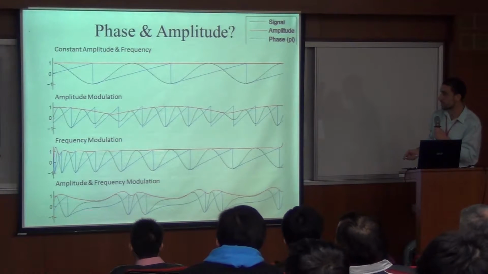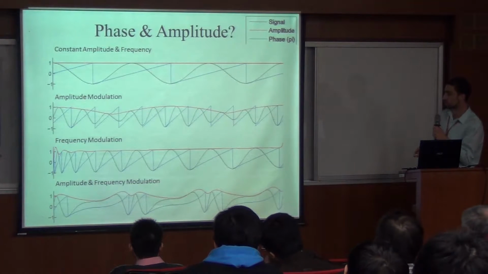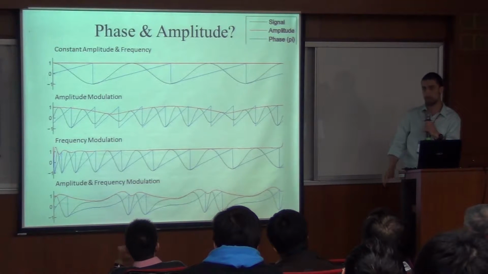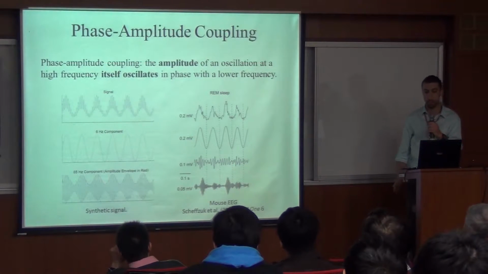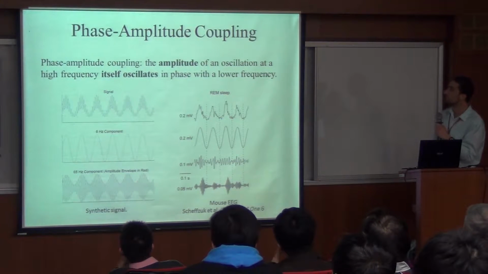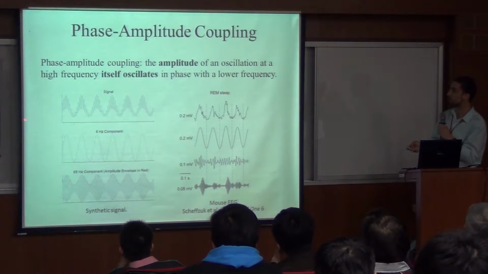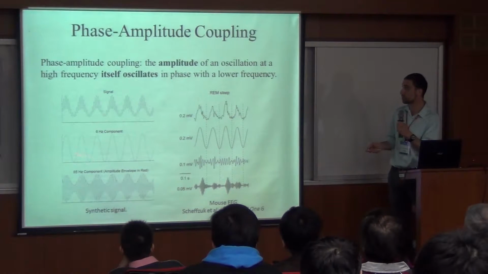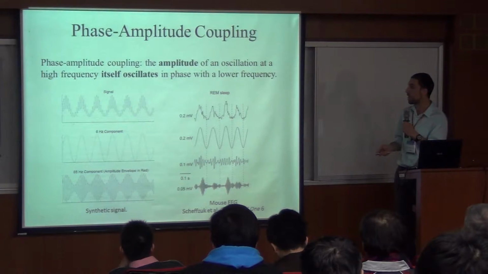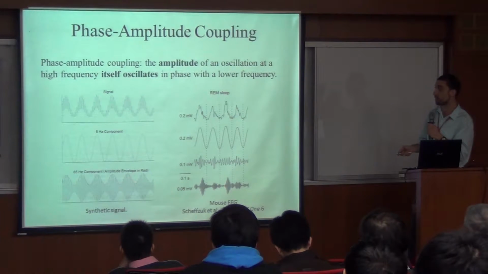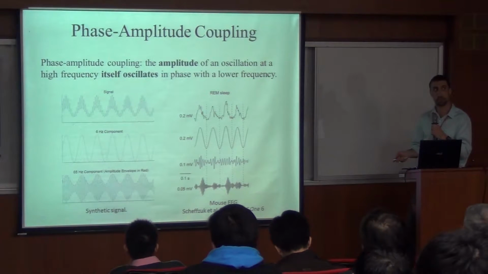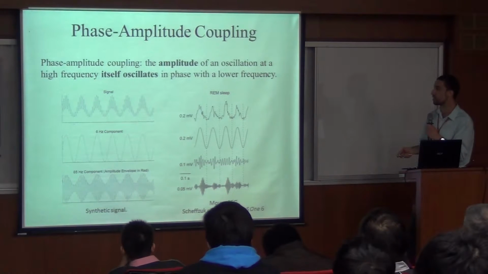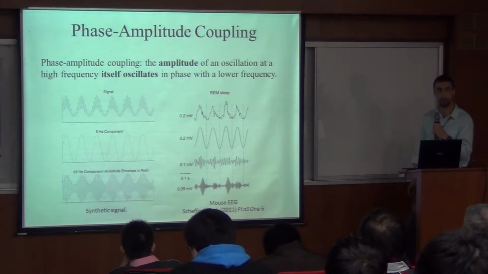You can also have signals with amplitude and frequency modulation, such as this more complex signal down here, and those are the kinds of things that we'll be looking at in brain signals. So this brings us to phase-amplitude coupling. Phase-amplitude coupling occurs when you have a signal, like this simulated signal here, with 2 oscillatory components. A slow oscillatory component, such as a theta rhythm, and a fast oscillatory component, such as a gamma rhythm. Now, the phase-amplitude coupling comes in because the fast component has an amplitude which is modulated in phase with the slow component.